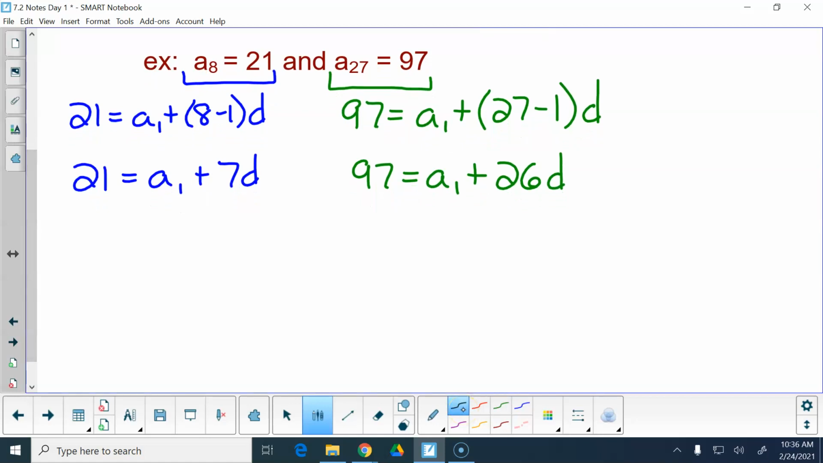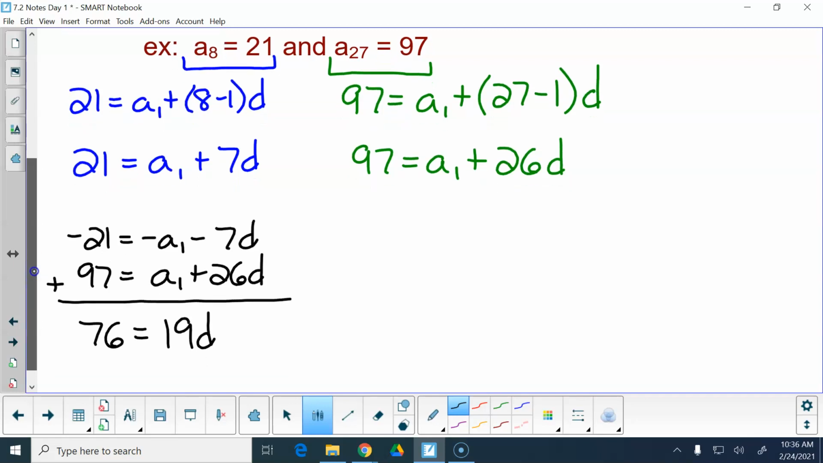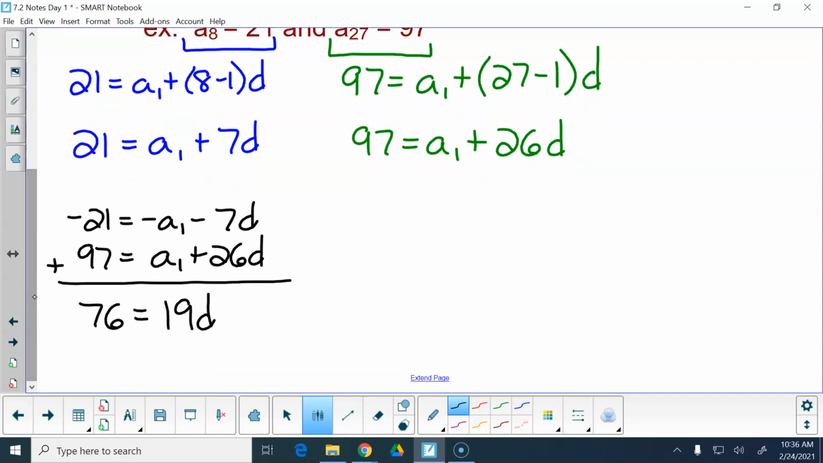I would take this first equation and I would multiply it by negative 1 if it were me. Then I would take the second equation and just leave it as is. Add those two together, and that gives me 76 equals 19d. Divide both sides by 19, and I get 4 is my common difference.